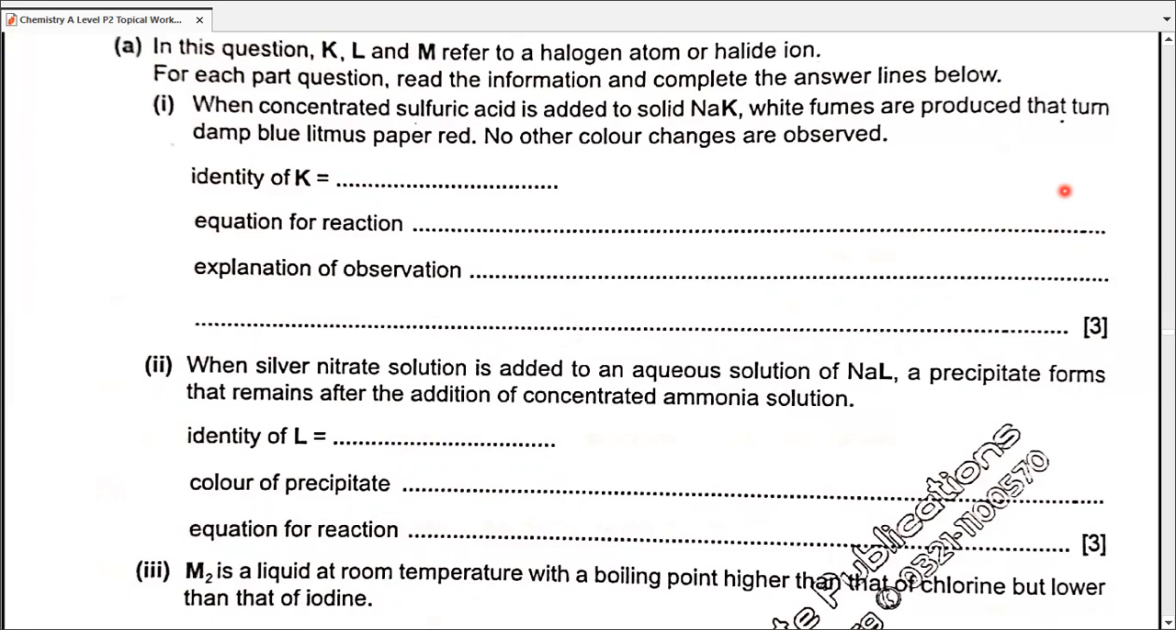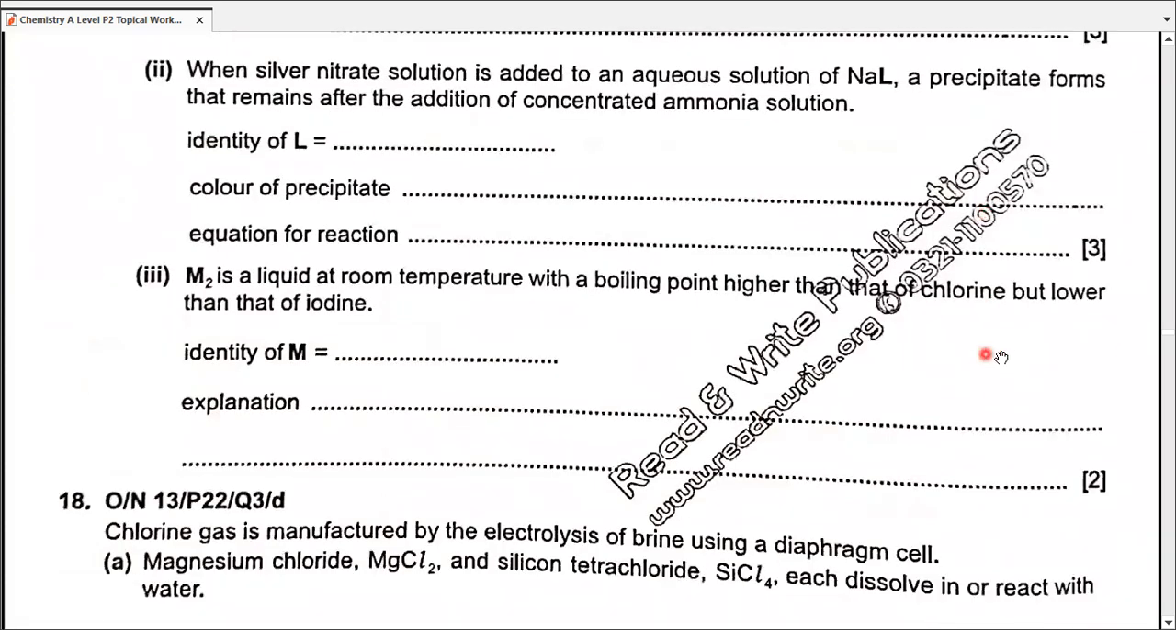Wait. Because if the precipitate remains the same after addition of ammonia... Oh, okay. So shouldn't it be iodide? Yeah, iodide, which changes the color of the precipitate to yellow. Yellow, right. Okay, let's move on. I understand you'll do the equation correctly, so let's move on to part three.